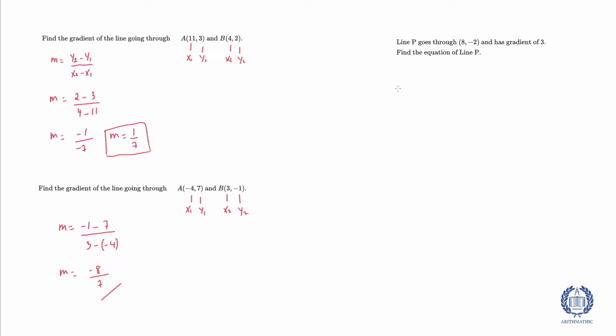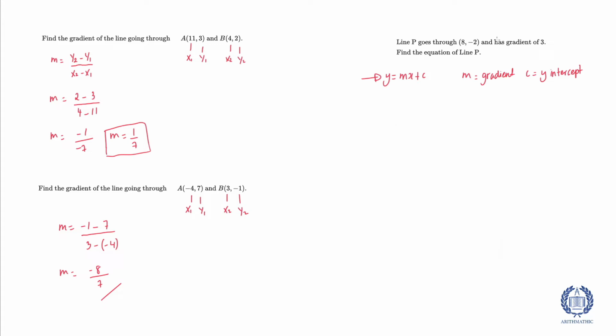When we want to find the equation of a line, if you don't know already, the equation of a line is normally written as y equals mx plus c. m is normally known as your gradient, as you probably have figured out by now, and c is your y-intercept. So our answer has to be in this format: y equals something x plus something c.